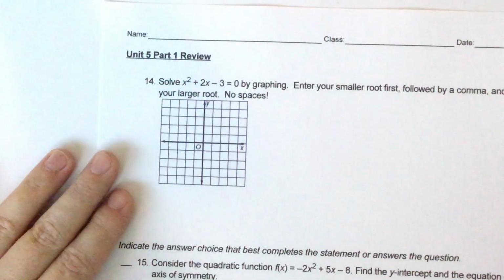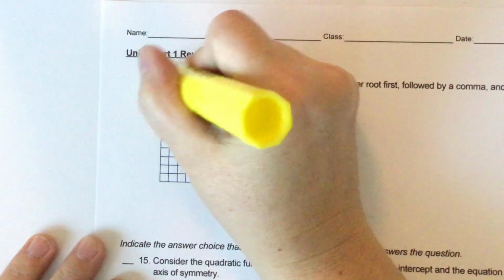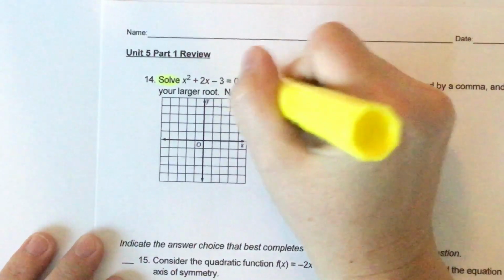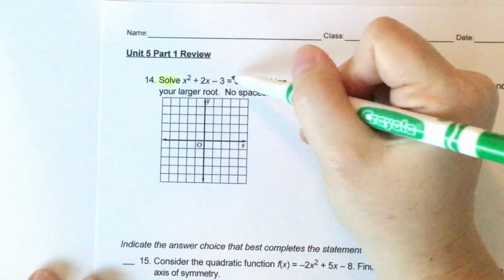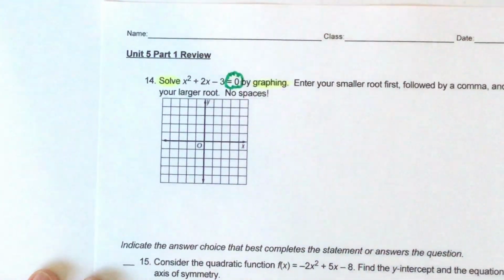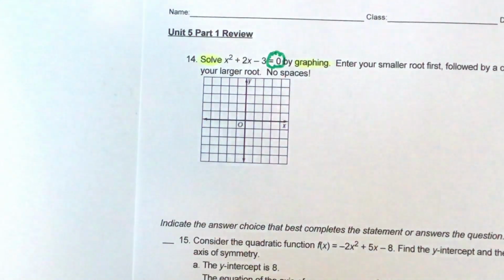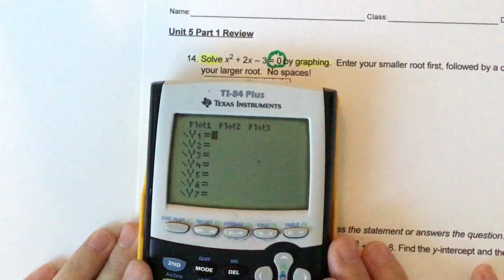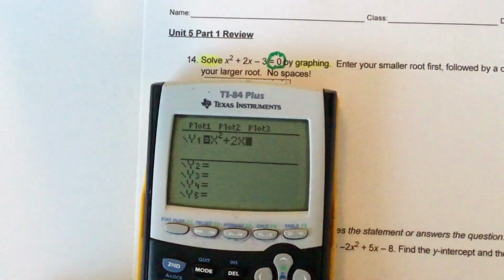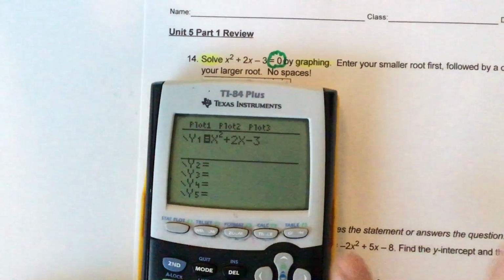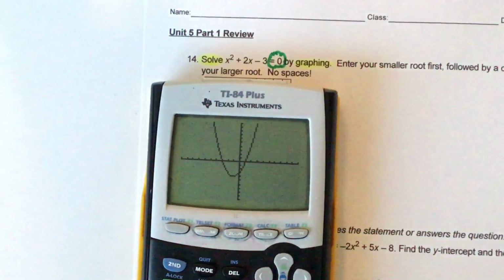All right, this one says to solve by graphing. Okay, well that's the easiest way. To solve by graphing, I want to graph it and see where it touches the x-axis. Do make sure it says equals 0 or equals y to begin with. As long as it does, you're good to go. Okay, so I'm going to type this equation in. So x squared plus 2x minus 3. And I'm going to graph it and see where it looks like it touches the x-axis.